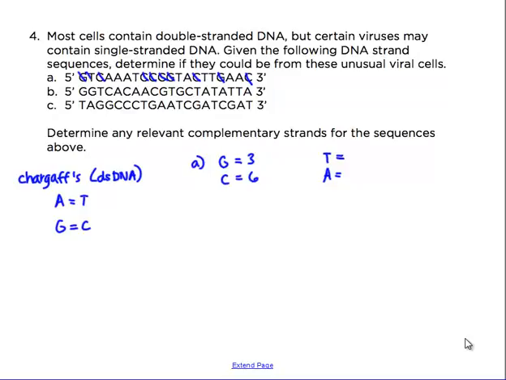So for T, we have 1, 2, 3, 4, 5 T's. And A, we have 1, 2, 3, 4, 5, 6. So again, A and T aren't matching with each other, which means that A must be from a single-stranded DNA, which means that, yes, it can be from these unusual virus cells.